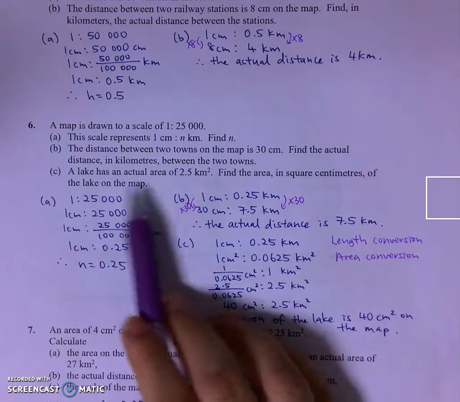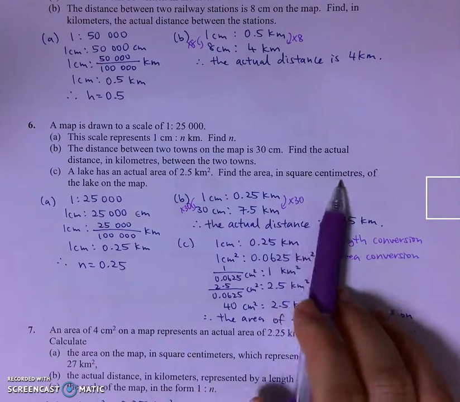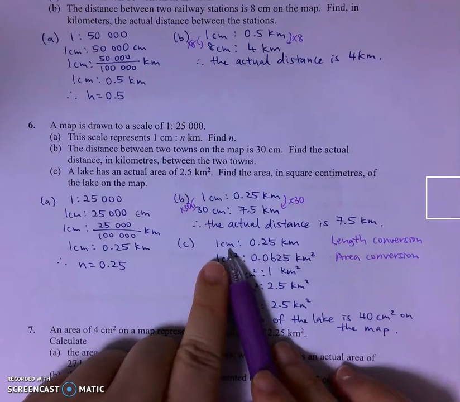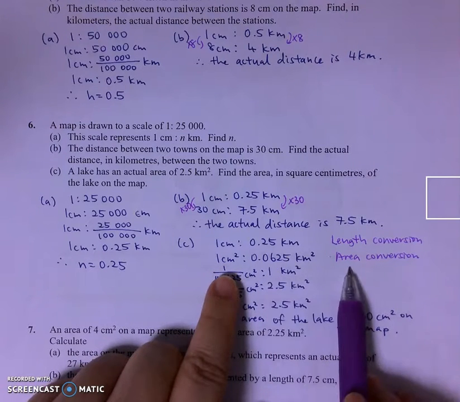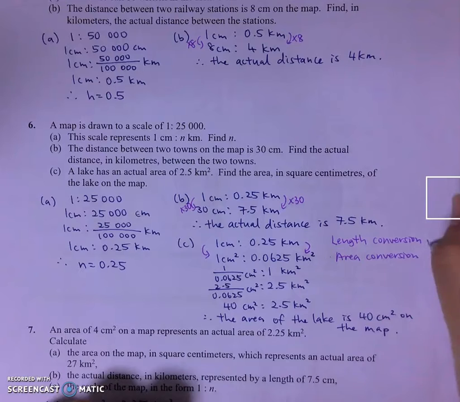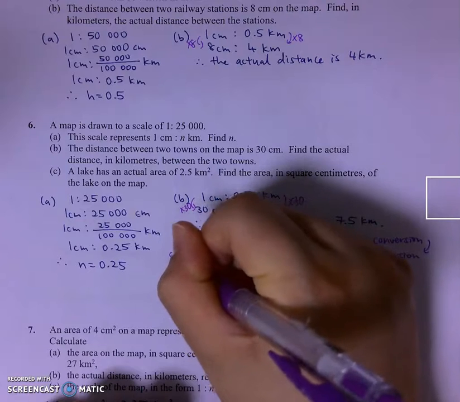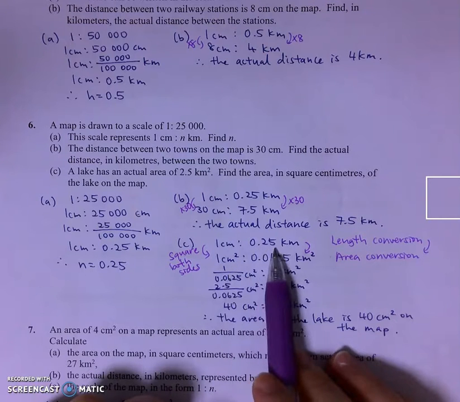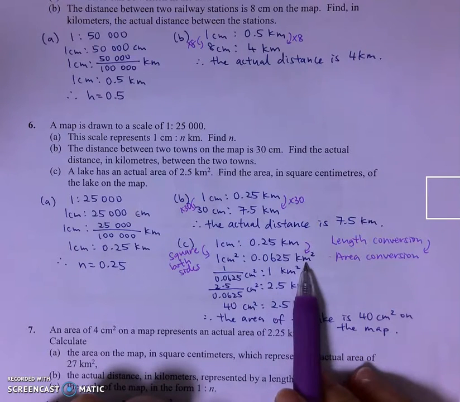Now for part C, it gives us the actual area of a lake in kilometers square. They want us to find the area in centimeters square of the lake on the map. So we have to do a bit of conversion. Okay, so we do know the length conversion, 1 cm is to 0.25 kilometers. If I want to find the area conversion, I will actually have to square both sides. So 1 cm times 1 cm gives me 1 cm square. 0.25 kilometers times 0.25 kilometers will give me 0.0625 kilometers square.